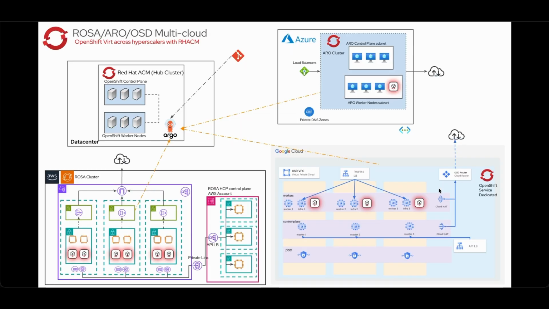How does it work? We've talked about consistency. We've talked about the ability to make sure everything is delivered in a unified way. One platform, one way, one delivery. Argo CD, the core of this, with Red Hat Advanced Cluster Manager. This is your single pane of glass that allows your engineering teams, your infrastructure teams, your platform teams to see exactly what is going on and where it's going on, be that on a ROSA cluster, an OSD cluster, or an ARO cluster.